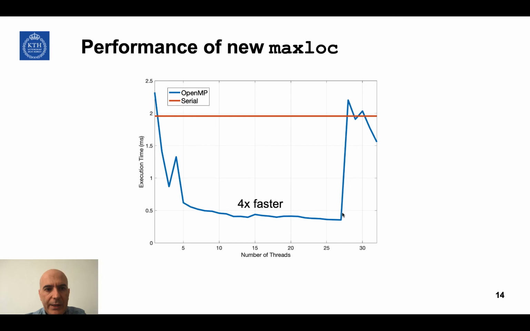Between 5 and 28 threads, we are almost 4 times faster than the serial version, so this is very good news. For a smaller number of threads, we saw an almost linear increase in performance, except for this jump here that is likely some noise, probably some interference, right? So this part is basically linear, and then we saturate. So this is very good news.